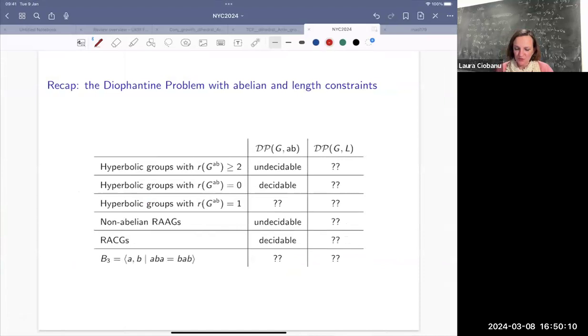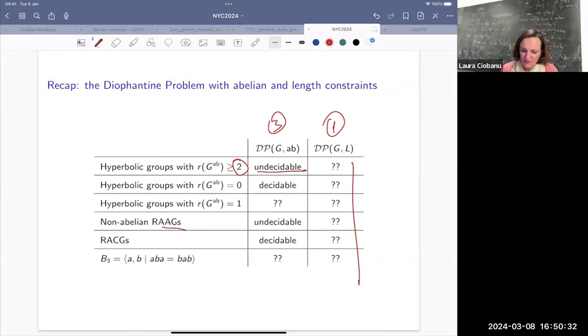So where are we with all these questions? So this was question number 3. This is question number 1. There's not much to say here. As you see, there's just question marks. But as a summary, for hyperbolic groups with big abelianization, big L2 Betti number, we showed it's undecidable. The question number 3. What else?